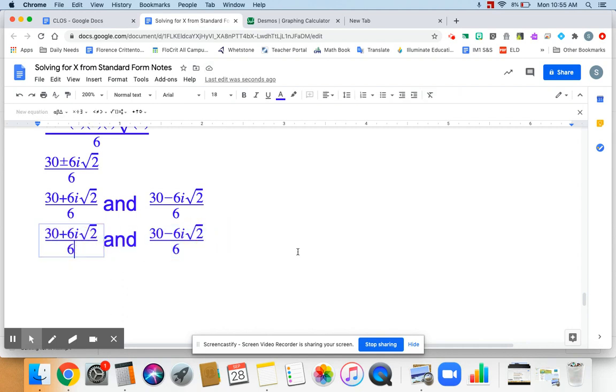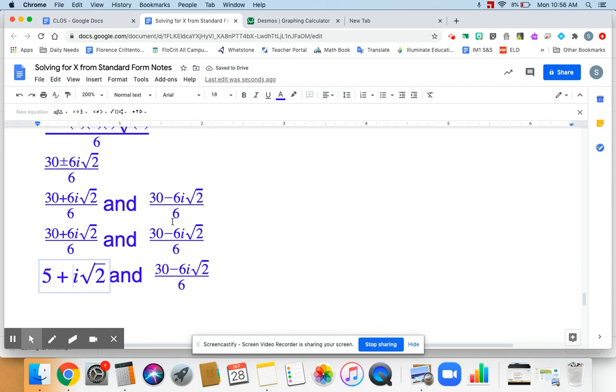But since when I divided 30 by 6, I got a whole number out, I got 5. And then when I divide 6 by 6, I get out 1. So now there is no more dividing by 6. The answer is just 5 plus 1i root 2. And I don't even need the 1i. It could just be i.